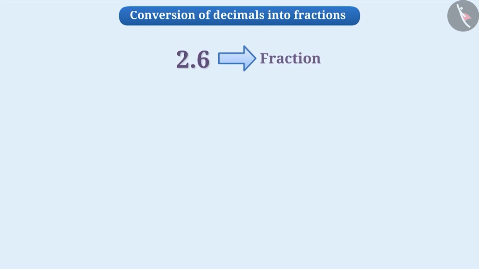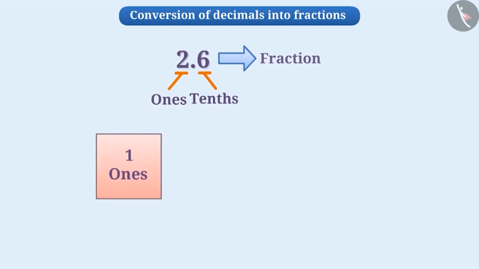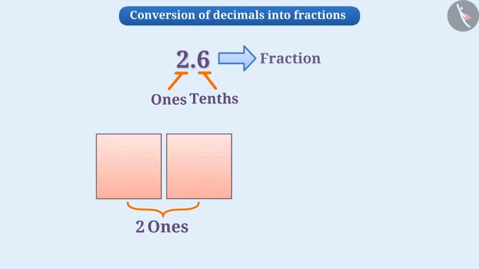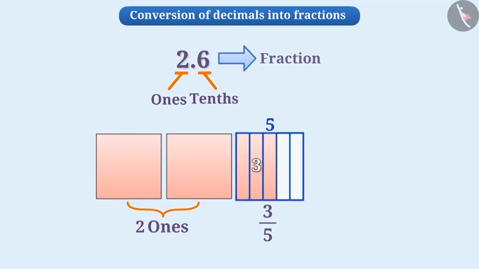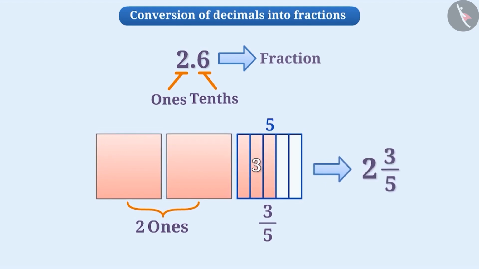In 2.6, there are 2 units and 6 tenths. Let us consider 1 square as 1 unit. So, we will take 2 squares for 2 units. Along with this, since there are 6 tenths, we will divide 1 square into 10 equal parts and take 6 parts from it. In this square, if we combine 2 parts and make 1 part of it, then we will get a total of 5 parts, out of which 3 parts are shaded. This will be represented in the fraction as 3 by 5. Therefore, 2 complete wholes and 3 by 5 fraction are together represented as 2 3 by 5. That is why 2.6 will be represented in the fraction as 2 3/5.